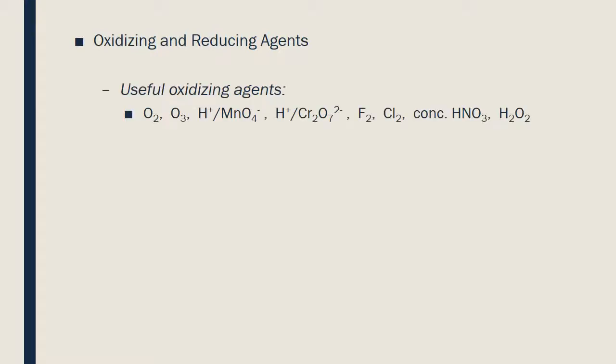Some useful oxidizing agents, just ones you're going to see very commonly. Remember they're oxidizing agents, so these guys are more likely to become reduced. We have O2, ozone, acidic permanganate, so MnO4 negative with H plus, acidic dichromate, F2, Cl2, concentrated HNO3, which is nitric acid, and H2O2.